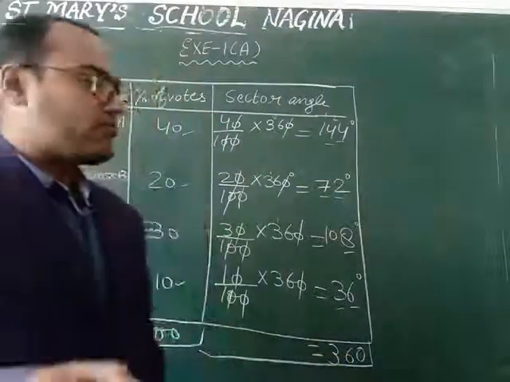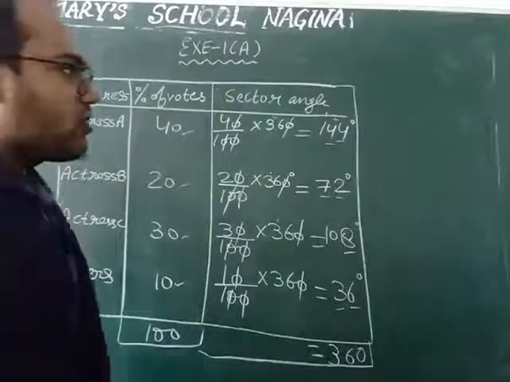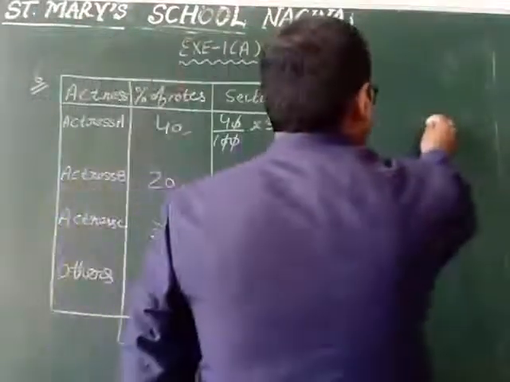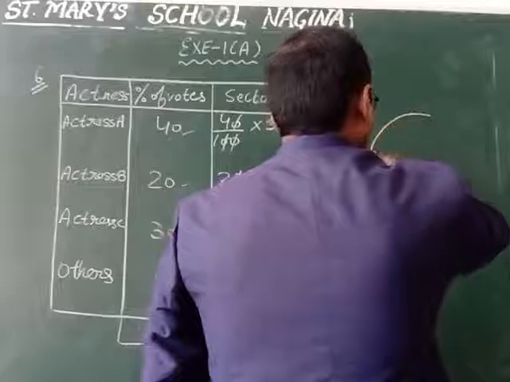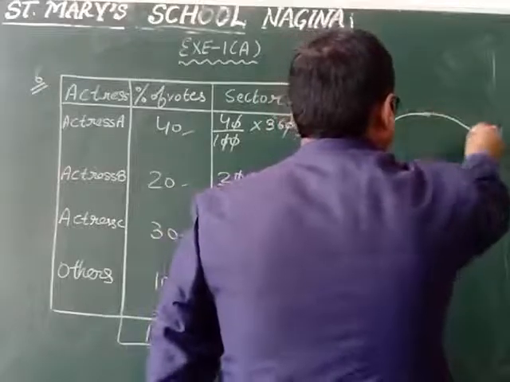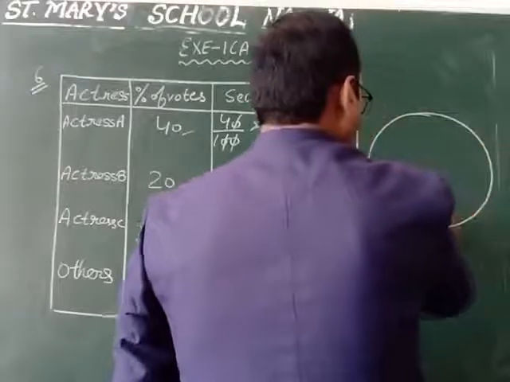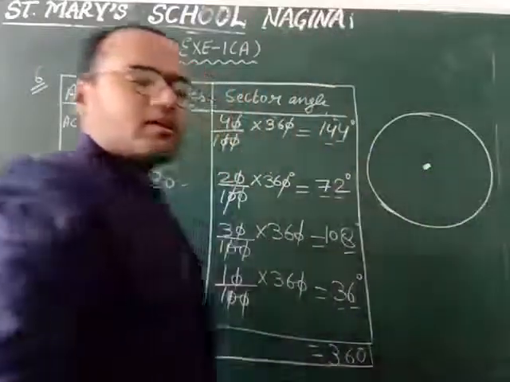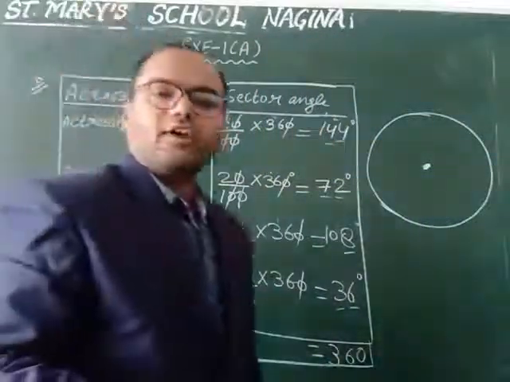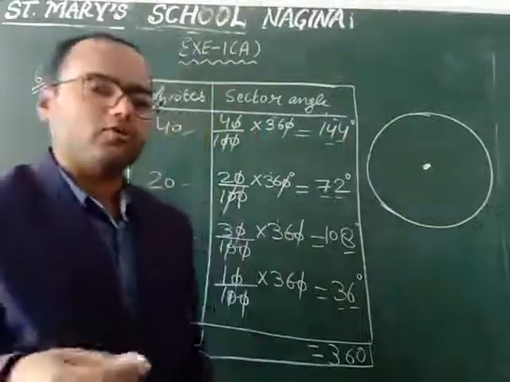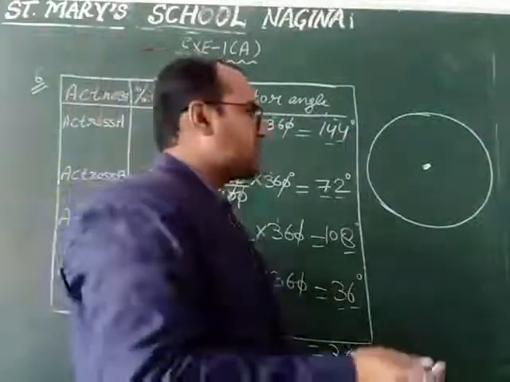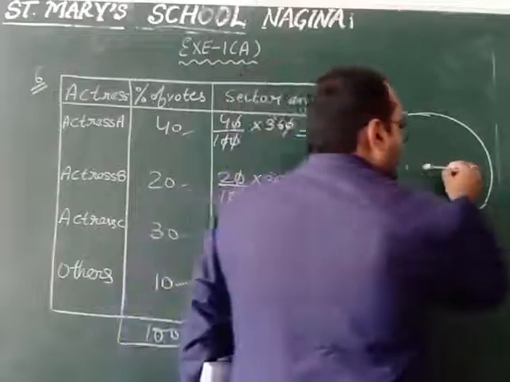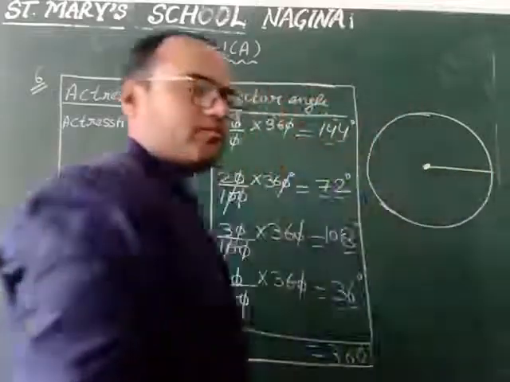Now we have to draw the pie chart. In order to draw the pie chart, first of all we will make one circle. This is the center of the circle. Any radius you can take. You can draw the circle of radius 5 or you can draw the circle of radius 6. Now we have to draw one line radius also. One line we will draw.